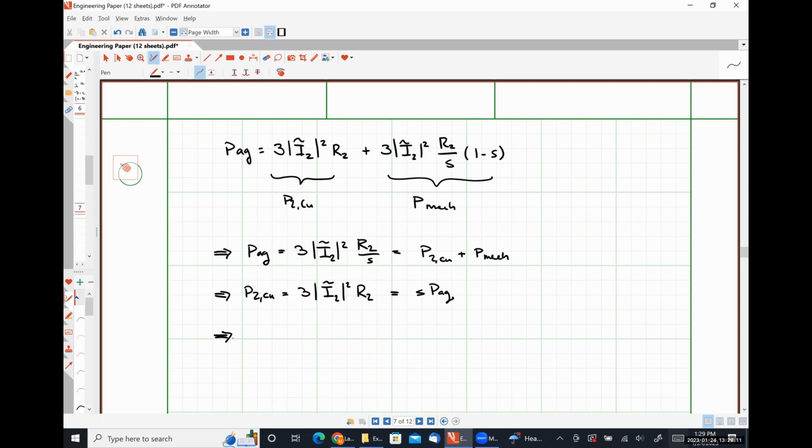And we have our mechanical power, 3 times I2 squared R2 over S times 1 minus S. This is nothing more than 1 minus S times our air gap power.